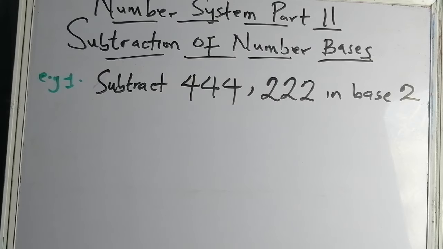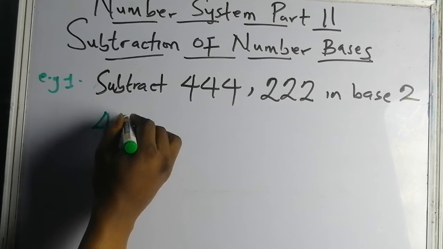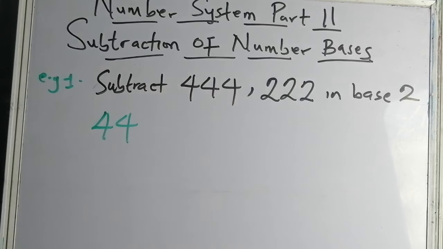So what am I trying to say? You're subtracting 222 from 444. That is the meaning. You're subtracting 222 from what? 444 in base 2. So then you now come here. That's 444. Let me space it out so that you can see what I'm trying to do.